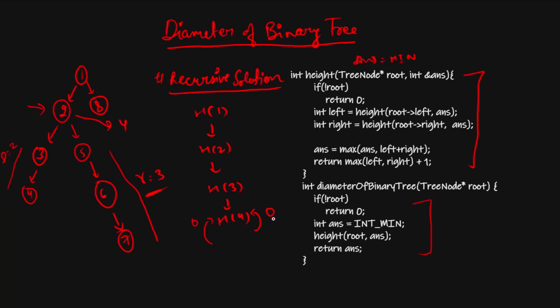But for now, what I am checking is 0, 0. What is this 0, 0? It is the height of its left subtree and right subtree. So what will be the height of this? It will be 1: left 0, right 0, plus 1. So this will be 1, and it will return 1.